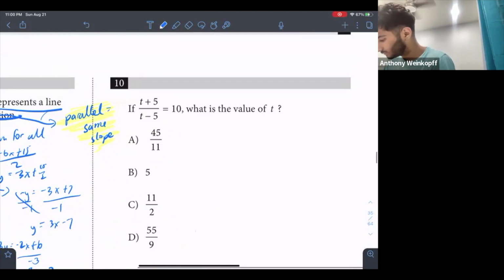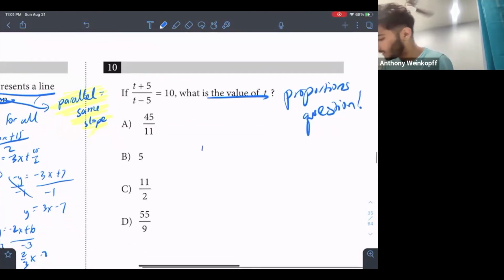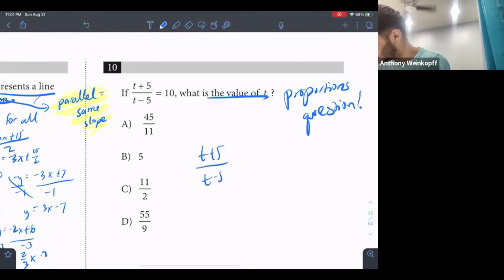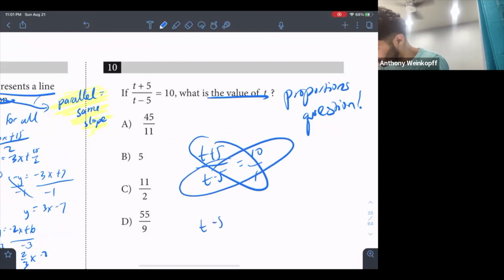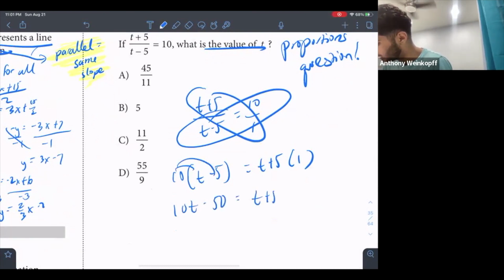Question 10. If (t plus 5) over (t minus 5) is equal to 10, what is the value of t? Same thing, it's a proportions question. So what you would have to do is (t plus 5) over (t minus 5) is equal to 10 over 1. You can cross multiply to get t plus 5 is equal to 10 times (t minus 5). So you distribute the 10, and you get 10t minus 50 is equal to t plus 5.